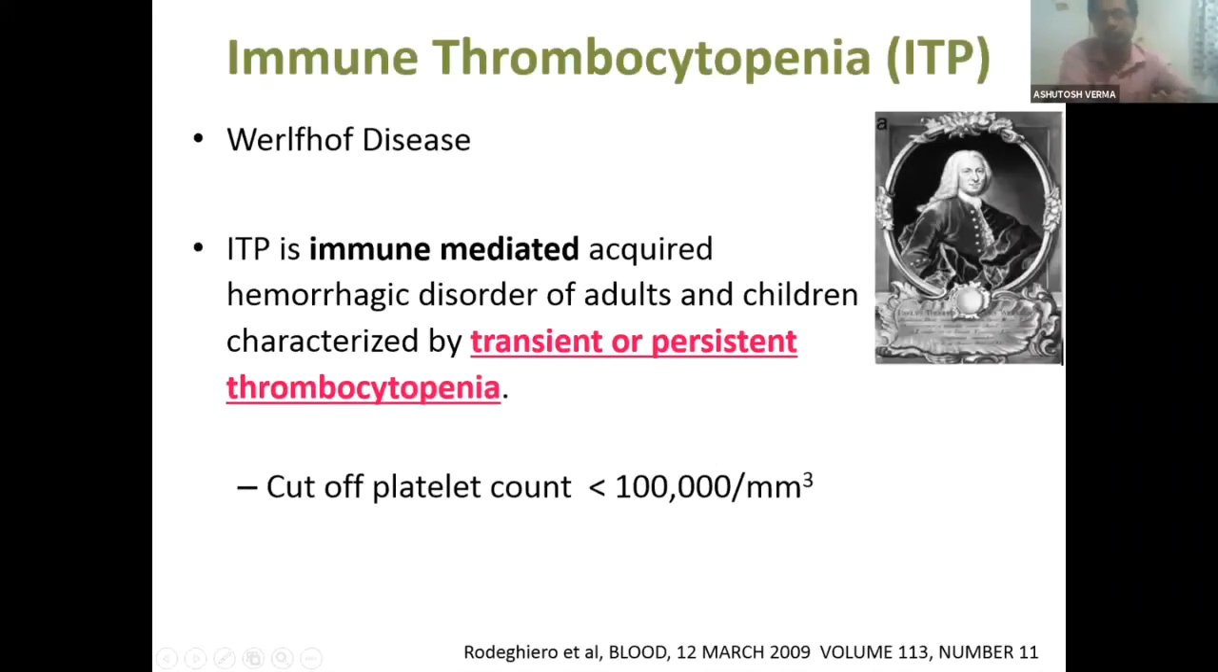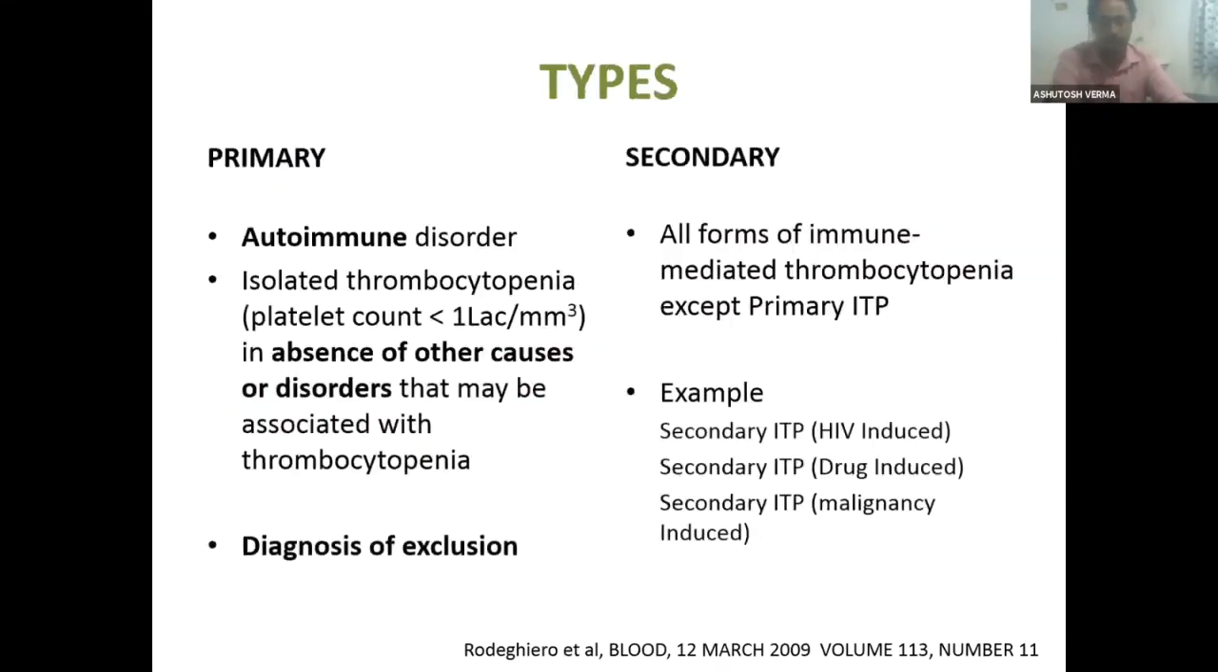So what is immune thrombocytopenia? It was previously known as idiopathic thrombocytopenic purpura, but now the terminology has changed to immune thrombocytopenia because it is no more idiopathic and not all the patients are purpuric. So ITP is an immune-mediated acquired hemorrhagic disorder of adults and children characterized by transient or persistent thrombocytopenia. The cutoff of platelet count should be taken as 1 lakh.